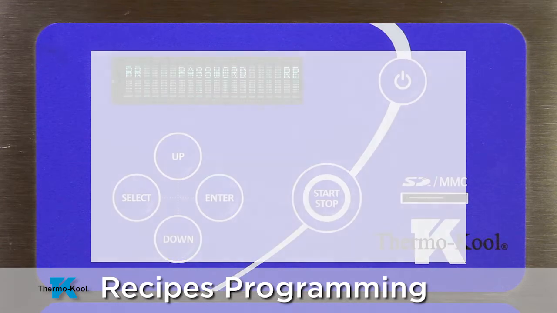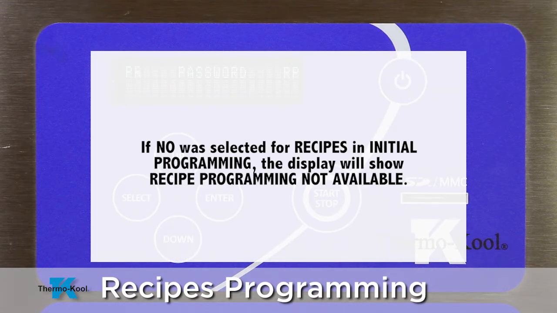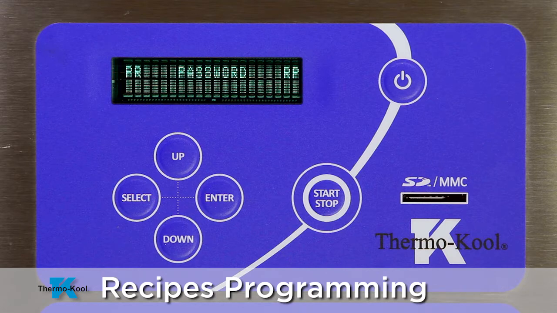If No was selected for Recipes in Initial Programming, the display will show Recipe Programming Not Available. If Yes was selected for Recipes in Initial Programming, the display will prompt for the password to be entered. Enter the password, then press Enter.